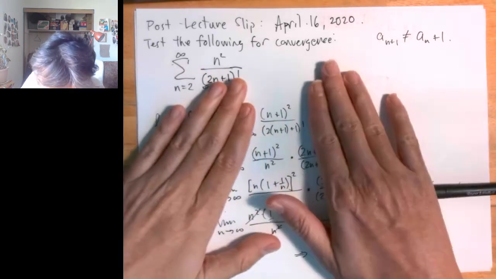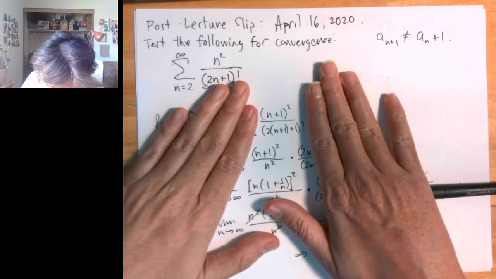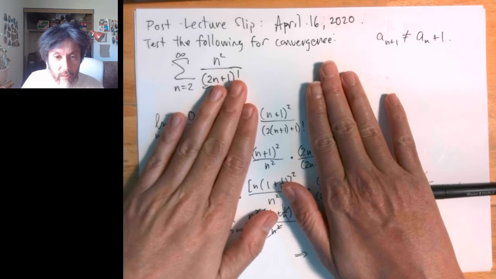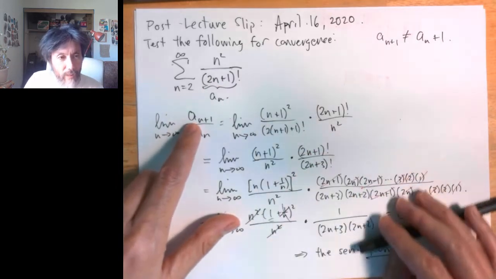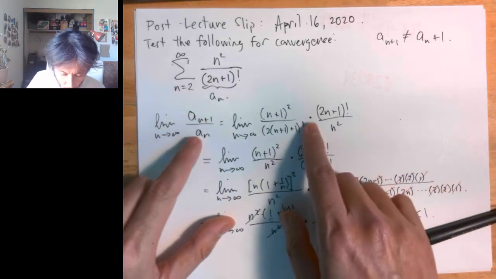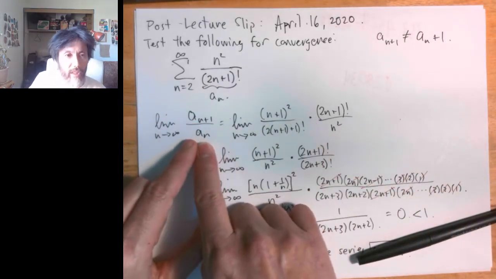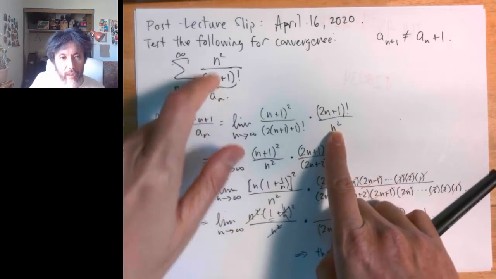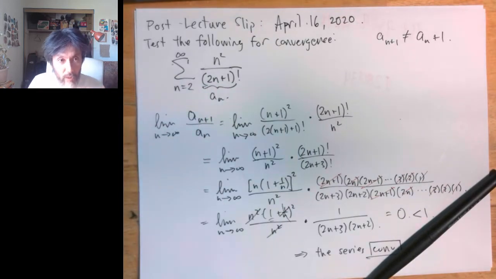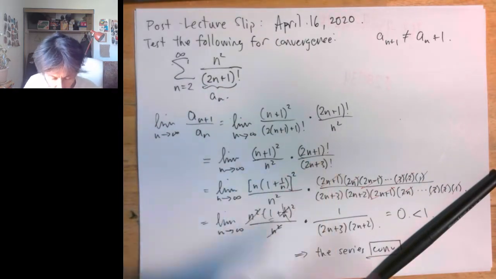If I do that, I get this expression, n plus 1 squared over (2(n+1)+1) factorial. So that's a sub n plus 1. Then I'm going to multiply that by the reciprocal of a sub n, because I'm dividing by a sub n, and a sub n is just written there. There is the reciprocal. Then I do some algebra.